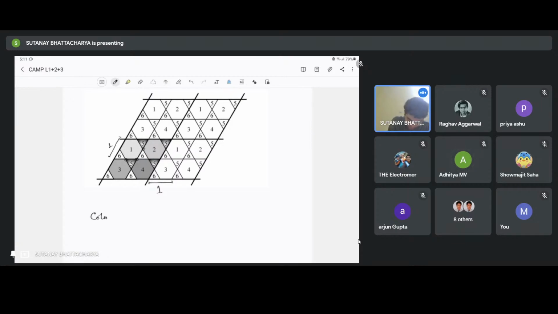Let's make a table of sorts. Color 1 avoids the distance 1. Color 2 has nothing different from color 1, so of course it also avoids distance 1. Same with 3 and 4.